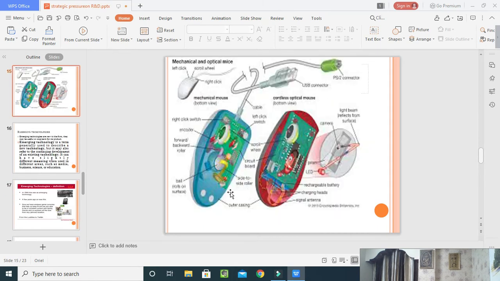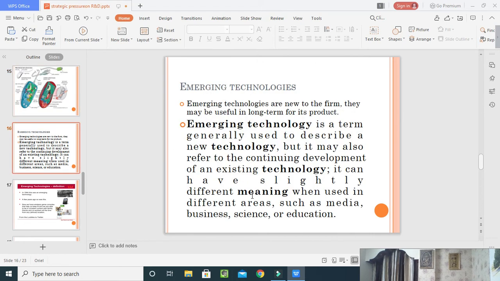Now we'll go for other examples. Coming to the emerging technologies, emerging technologies are new to the firm. They may be useful in the long term for its product in future. Keep in mind, emerging technology is a term generally used to describe a new technology, but it may also refer to the continuing development of an existing technology. It can have a slightly different meaning when used in different areas such as media, business, science, or education.